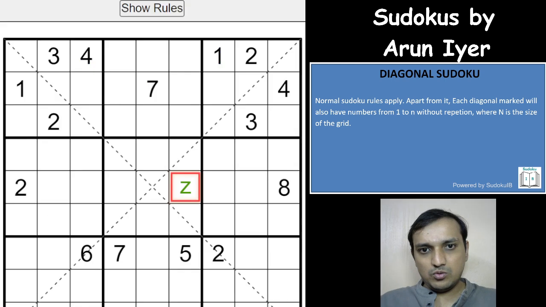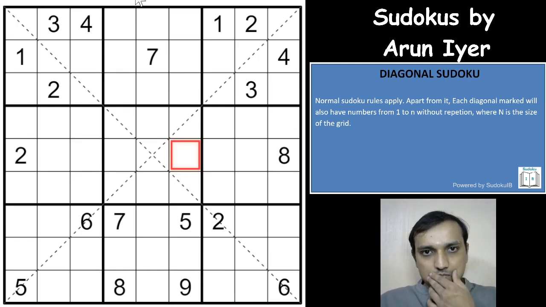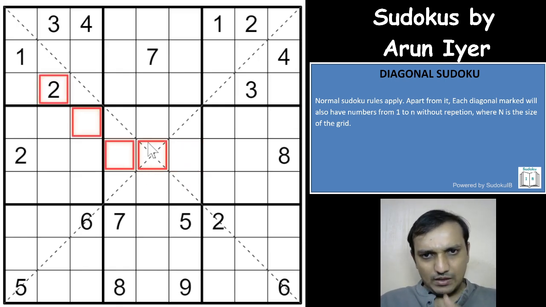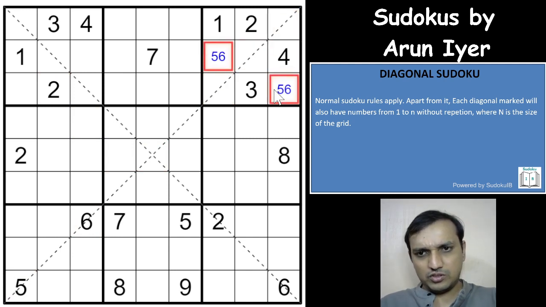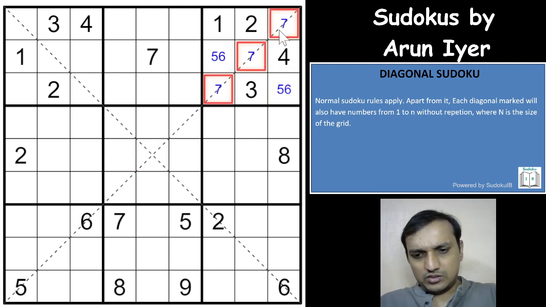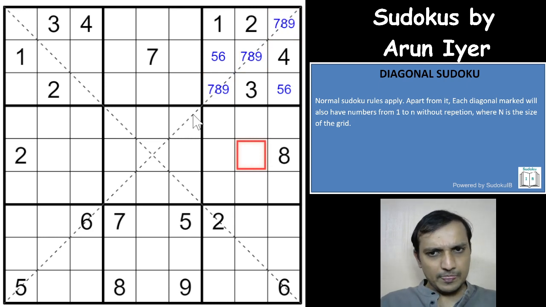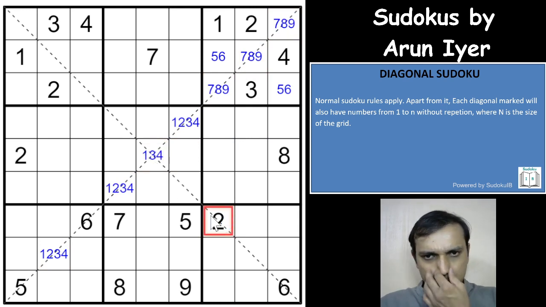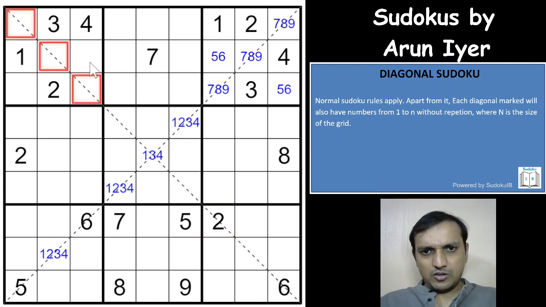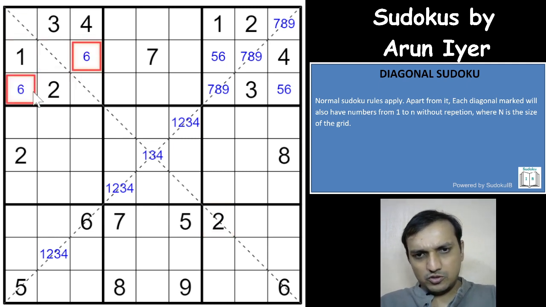So let's see what we get here. Both 5 and 6 cannot be in any of these three cells on the diagonal, so these two cells are 5 and 6. You get a 7, 8, 9 triplet here, which means all of these cells are 1, 2, 3 and 4. This cell cannot be a 2 because of the 2 here, and 6 cannot be in any of these two cells, so 6 would have to be in one of these two cells.